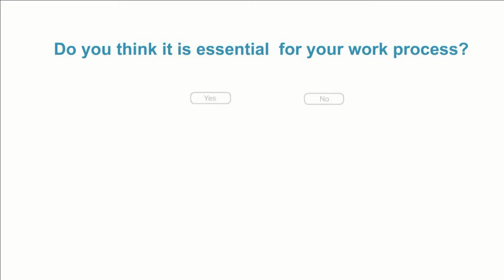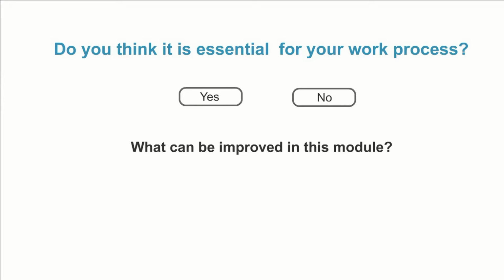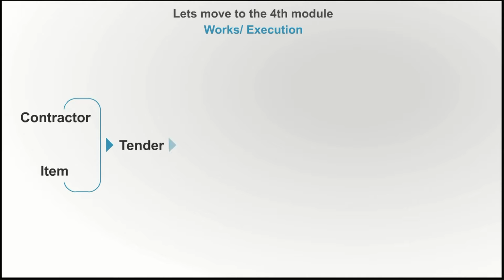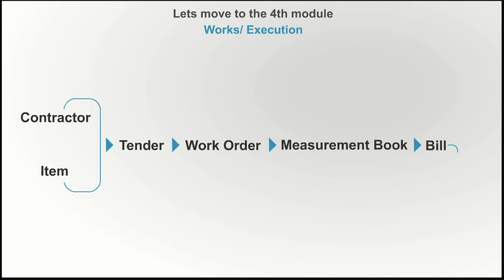Do you think it is essential for your work process? What can be improved in this module? Let's move to the fourth module of works or execution. This is the flowchart of works procurement or execution. You enter the details of contractor, item, and keep tender, issue work order, maintain measurement book, generate bills, and make payments.